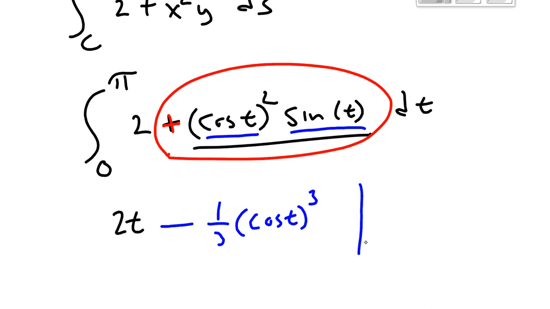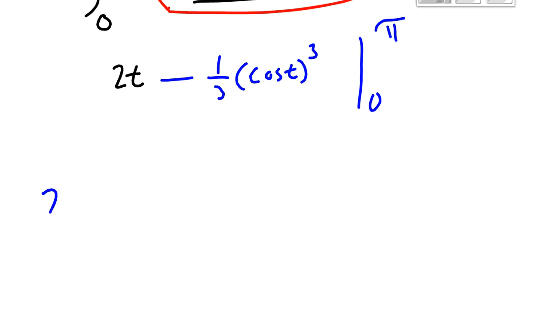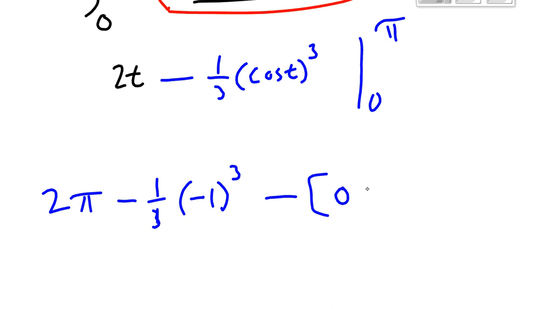We just have to evaluate this now from 0 to pi. That's not so bad. If we plug in pi, we get 2 pi minus the cosine of pi is -1. This is 1/3 times -1 cubed. And then if we plug in 0, we'll get 2 times 0 is 0, minus 1/3 cosine of 0 is 1. And we're going to cube that.